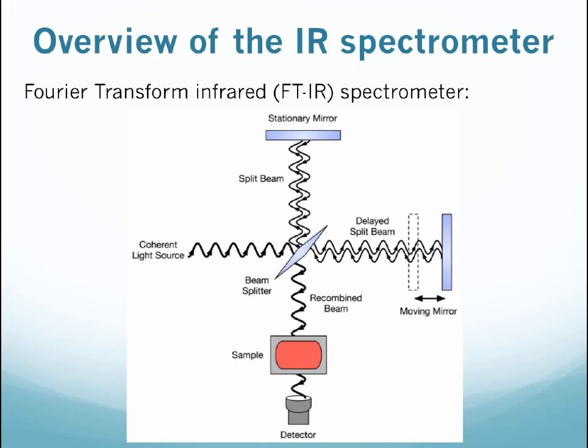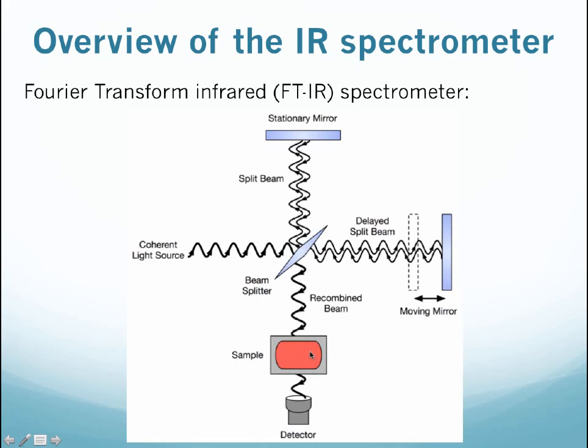The next thing we're going to do is just take a very basic look at the overview of the IR spectrometer and how it works. So modern IR spectrometers are generally Fourier transform infrared spectrometers, or FTIR, as they're commonly abbreviated. And we have a diagram here of how this instrument works.